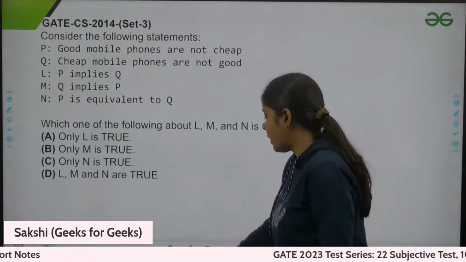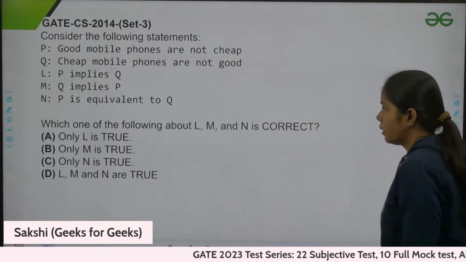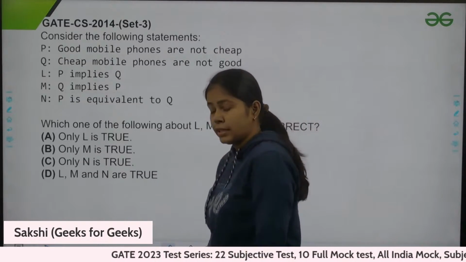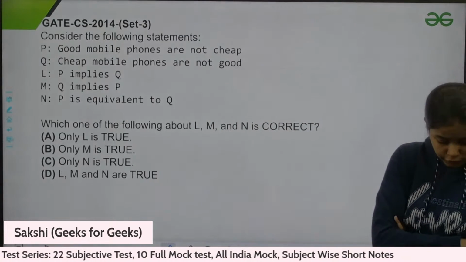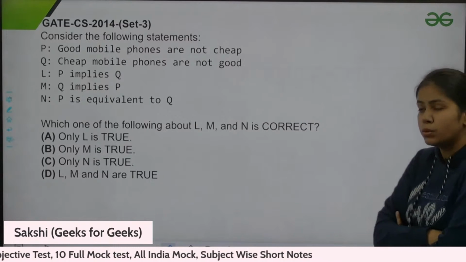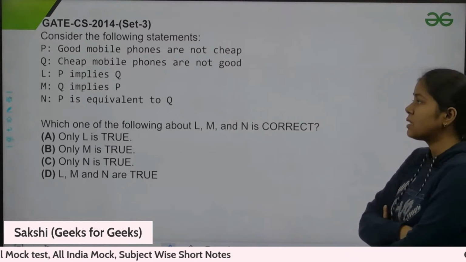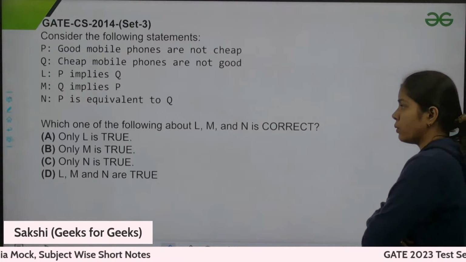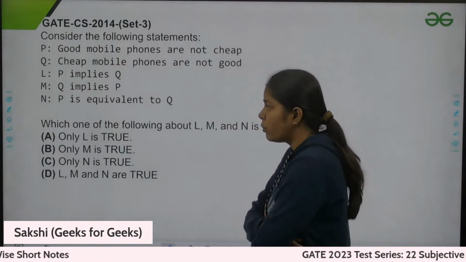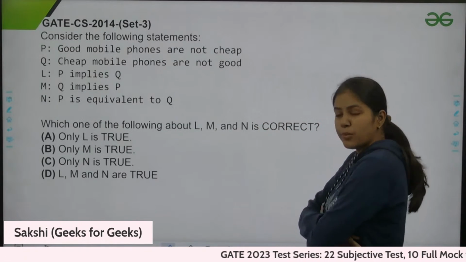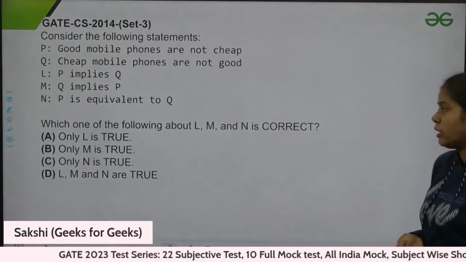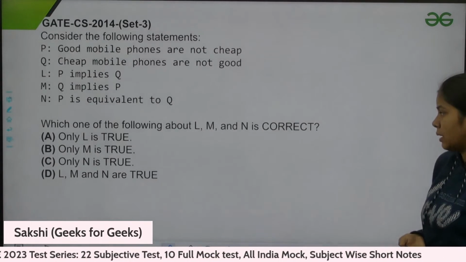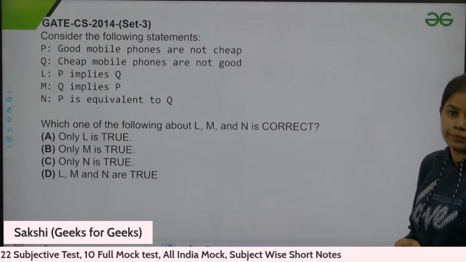Okay. So guys, let's see this question. It is a question from GATE CS 2014. It says: good mobile phones are not cheap. Second statement is cheap mobile phones are not good. L is P implies Q, M is Q implies P, and N is P is equivalent to Q. So we have to tell which one of the following about L, M, and N is correct.